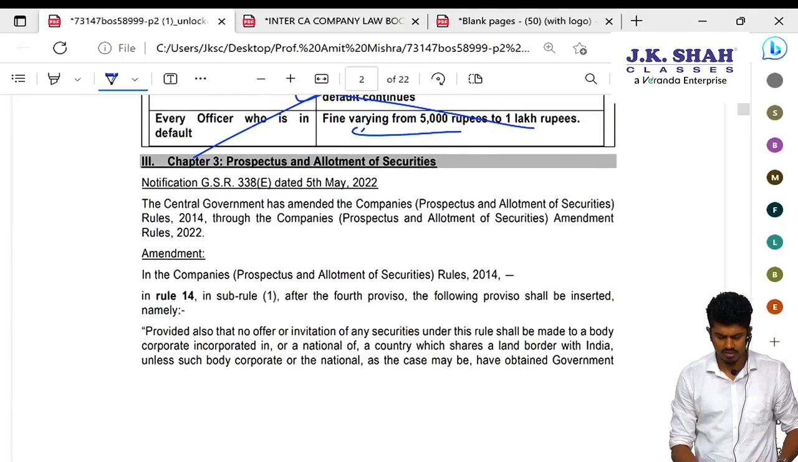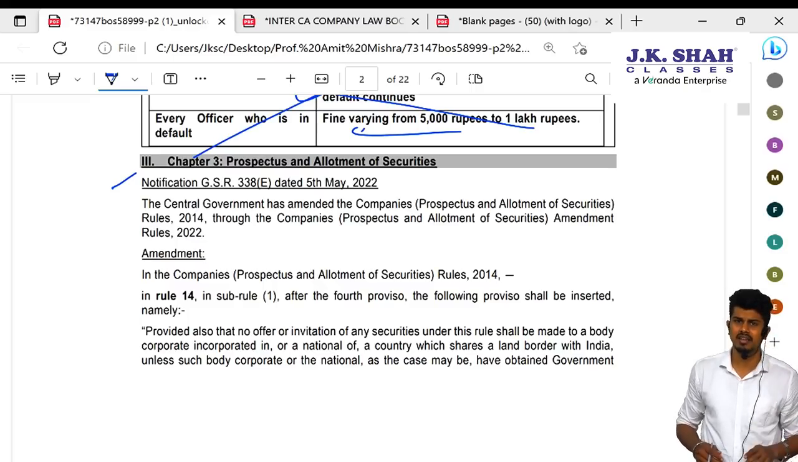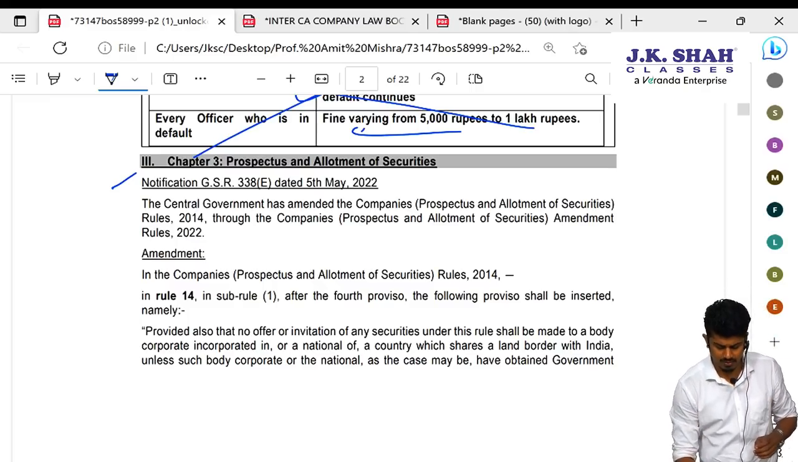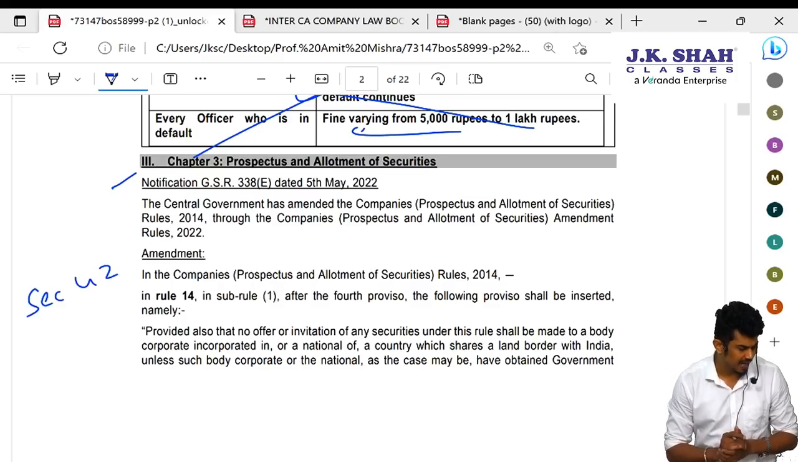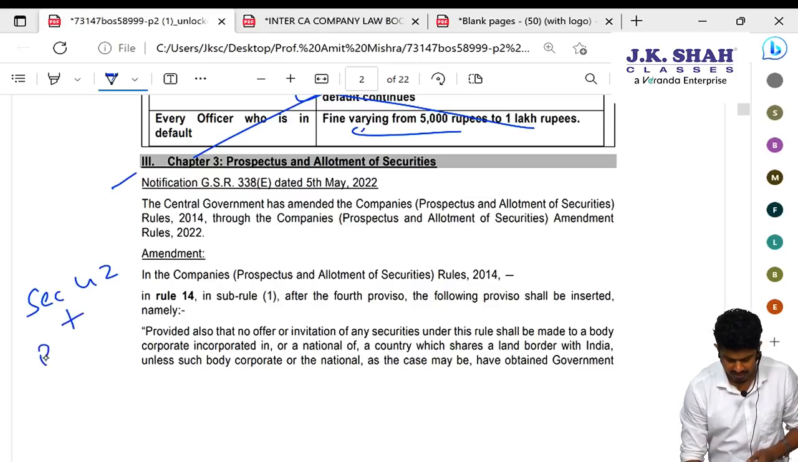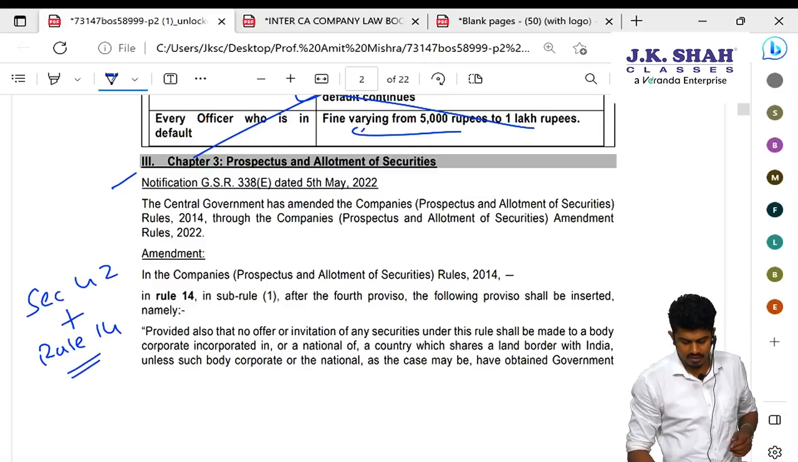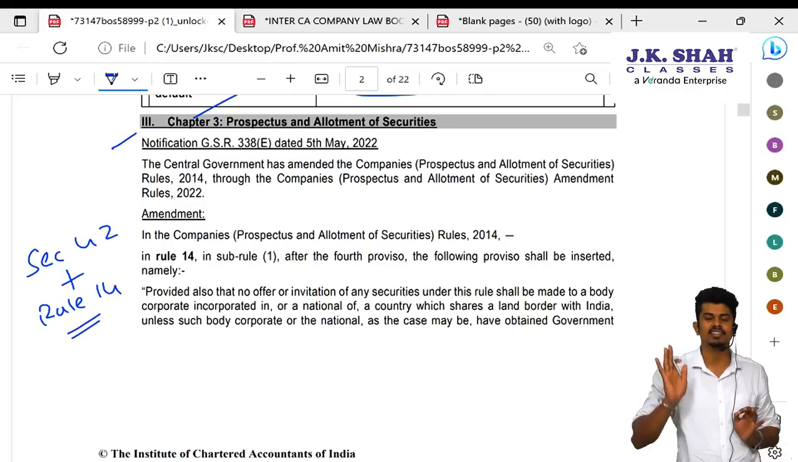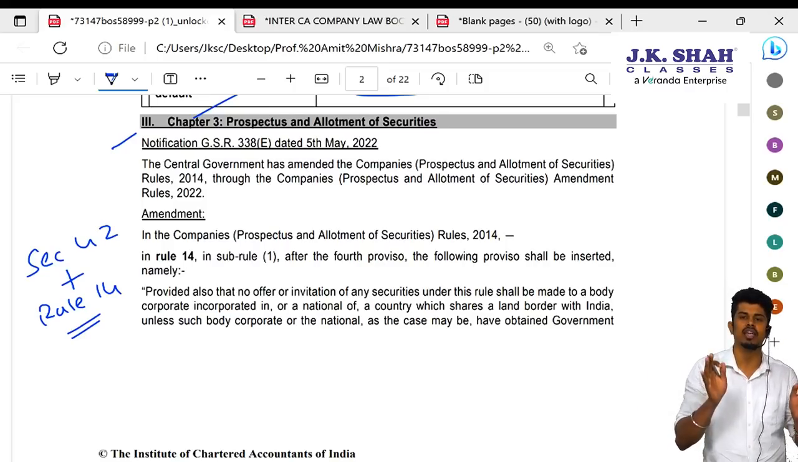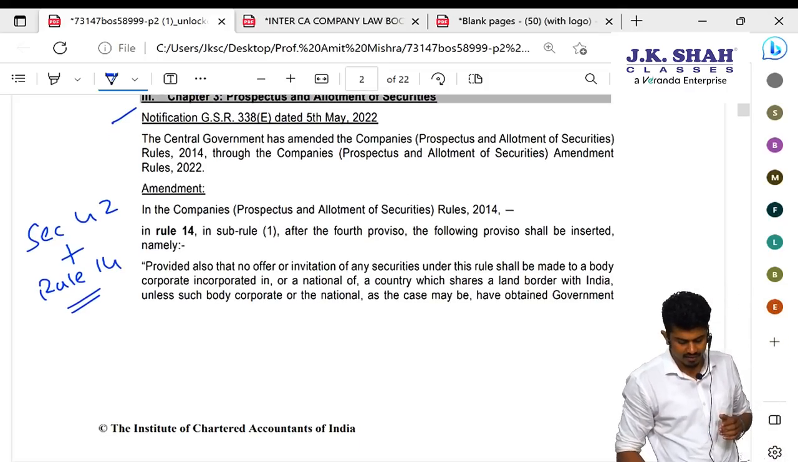Now I am moving to the third chapter. There is a very simple, small amendment in chapter number 3, and that too only in section number 42. That is private placement. Section 42 read with rule 14. I repeat, section 42 read with rule 14. Clear? Easy? Simple? Acha, there is something newly inserted in section number 42, that is private placement. Now, what is that thing?